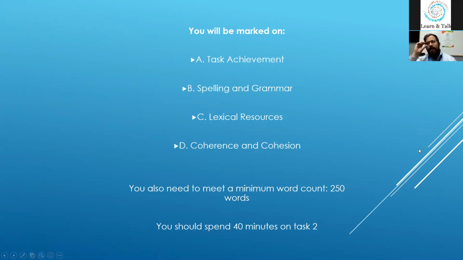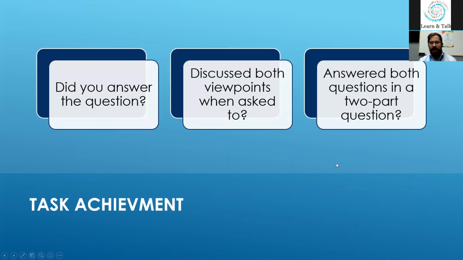So what exactly will the markers be looking for? There's 4 areas that you get marked on. That's your task achievement, your spelling and grammar, your lexical resources, and your coherence and cohesion. And of course, as I've said before, you have to meet that minimum word count. That's very important. And you should spend 40 minutes on task 2. During the whole writing, you have 60 minutes. Of that, you should spend 20 on task 1 and 40 on task 2, because this is the bigger, more difficult writing task.